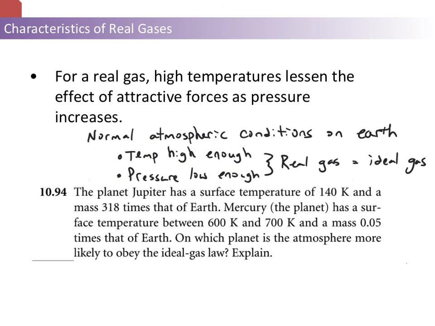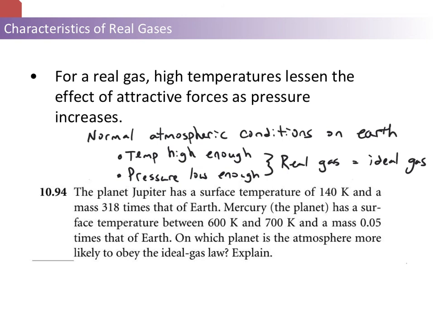It says it has a mass of 318 times that of Earth, but Mercury, the planet, has a surface temperature of 600 Kelvin, and a mass of 0.05 times that of Earth. Which planet is the atmosphere more likely to obey the ideal gas law? Now, initially, you might be wondering what the mass has to do with this, but the mass affects the pressure. If something has a high mass, then the atmosphere is going to be much more dense. And that means if it's more dense, then it's going to have increased pressure.